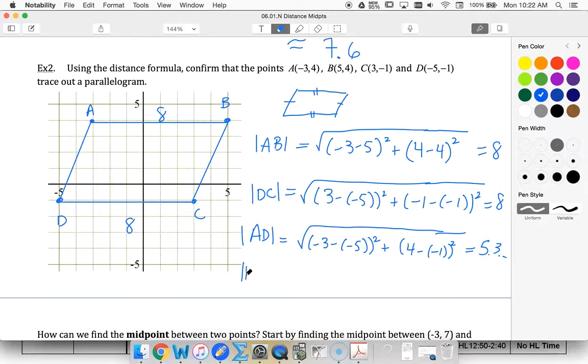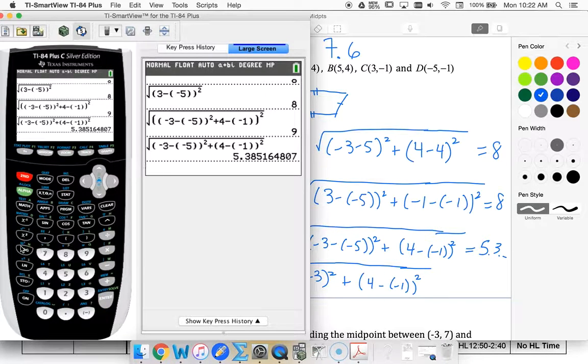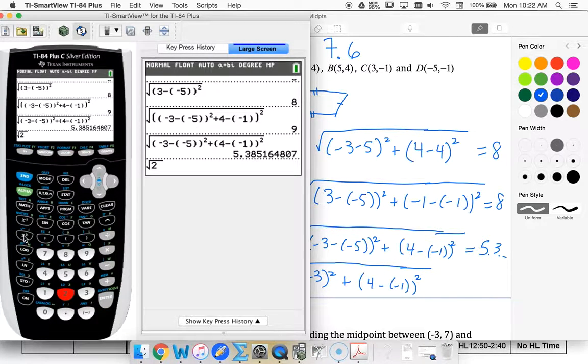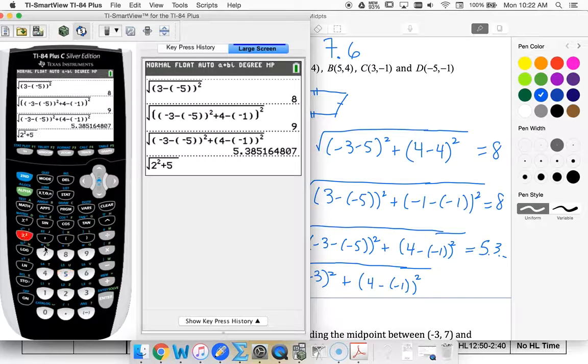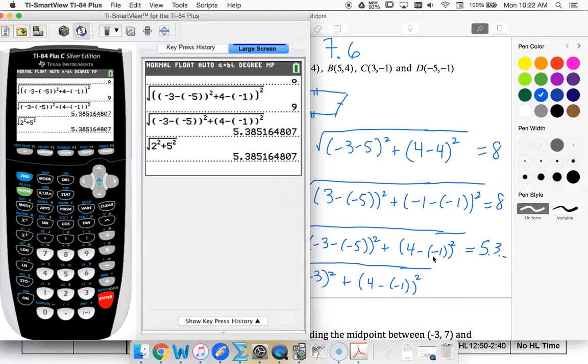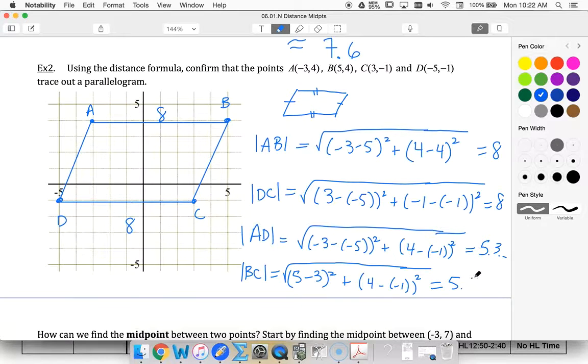And then hopefully BC has the same length. Again, x minus x, 5 minus 3. I know that's 2. 4 minus -1 is going to be 5. So I could also do square root of 2 squared plus 5 squared, and hopefully I get the same thing. So we know that this length is the same as this length. We also saw parallel, so we must have a parallelogram.